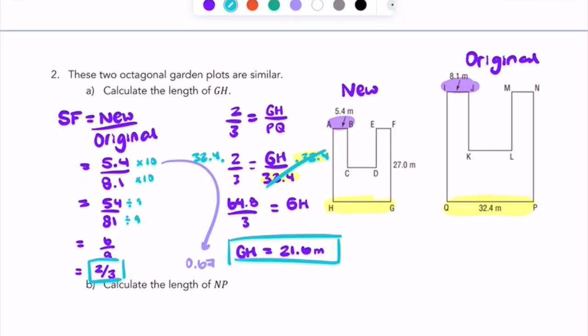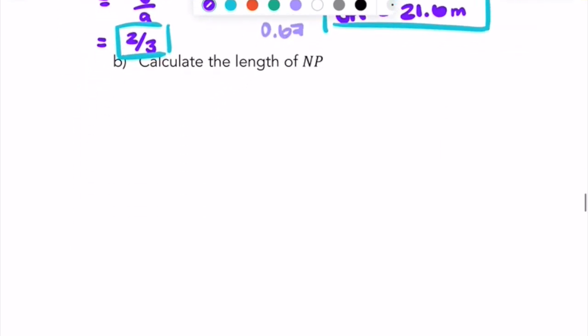Okay. Try the last one on your own. We're just using the exact same scale factor to find another side length. Pause the video, try it out. Did you pause it? Well, I hope so, because I'm going to do it now, and we're going to see if we get the same thing.